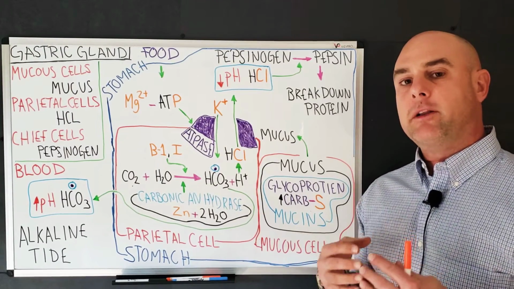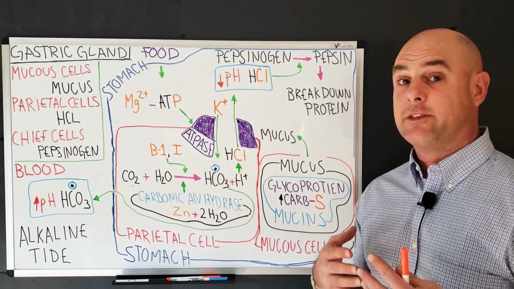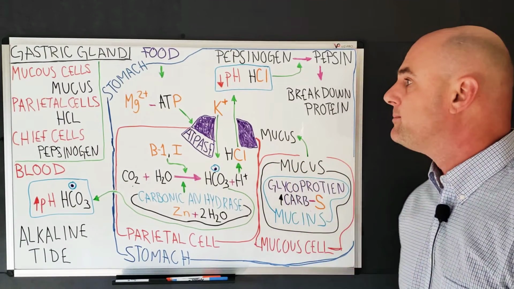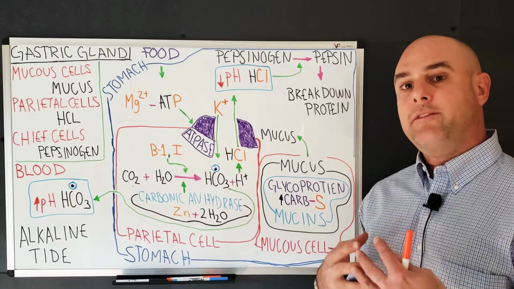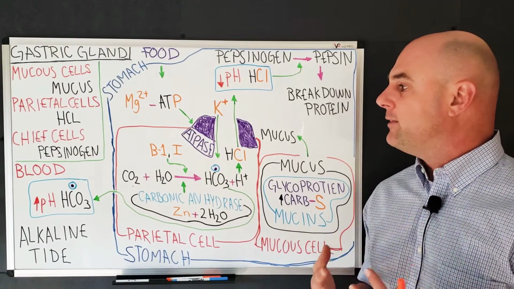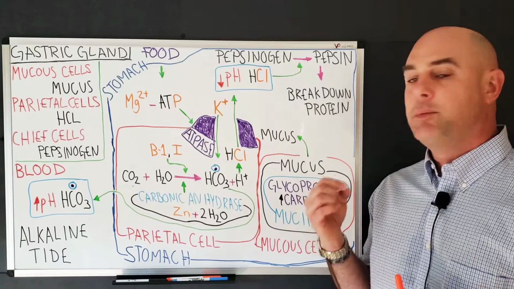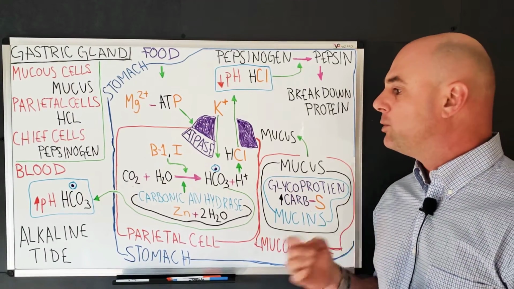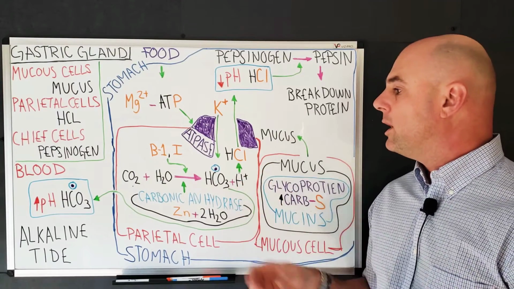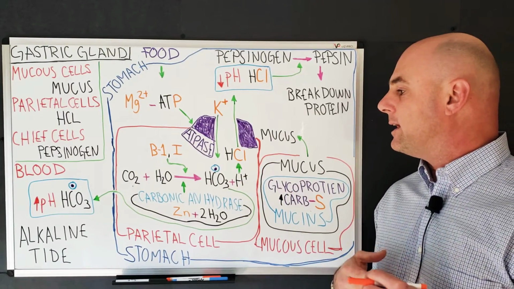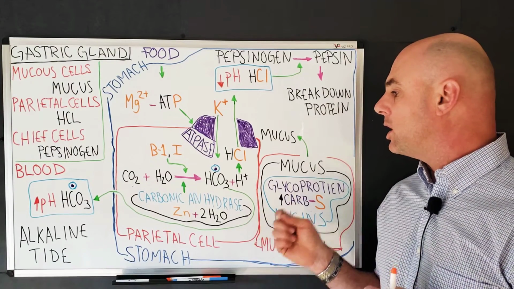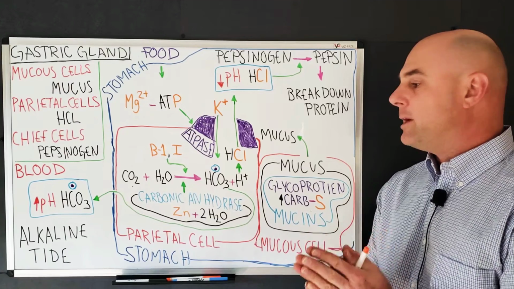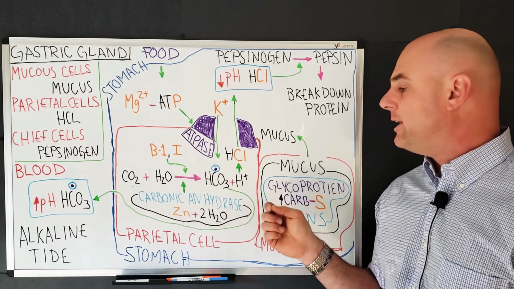So I'm going to primarily focus on the synthesis of hydrochloric acid, which is secreted by the parietal cells, which make up the gastric gland. Once we eat food, we secrete this gastric juice, and one of the components of this gastric juice is hydrochloric acid. For us to make hydrochloric acid, we start with carbon dioxide and water, and we use vitamin B1 and iodine along with this enzyme called carbonic anhydrase to convert carbon dioxide and water into carbonate and these hydrogen ions.